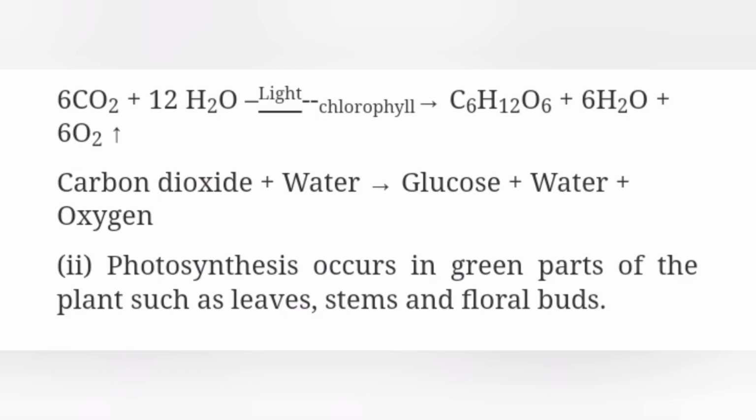6CO2 plus 12H2O, light, chlorophyll, C6H12O6 plus 6H2O plus 6O2: carbon dioxide plus water gives glucose plus water plus oxygen. The second point, photosynthesis occurs in green parts of the plant such as leaves, stems and floral buds.